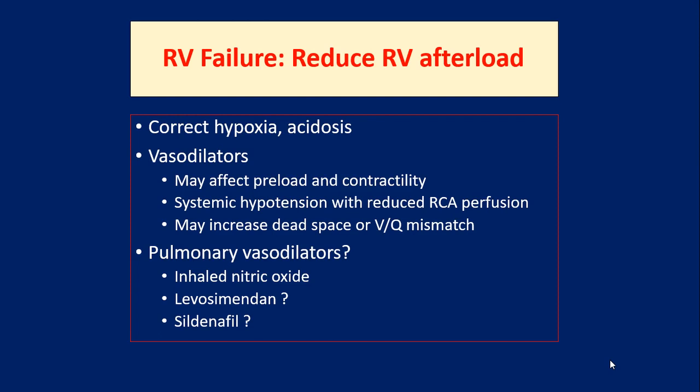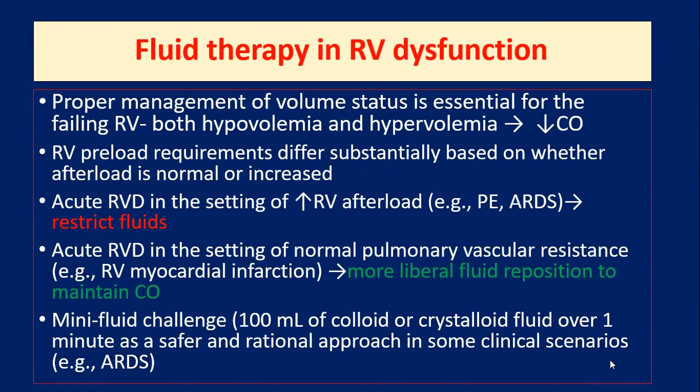Reduce RV afterload by correcting hypoxemia and acidosis, and by using vasodilators. Pulmonary vasodilators could be inhaled nitric oxide, levosimendan, or sildenafil in chronic patients.